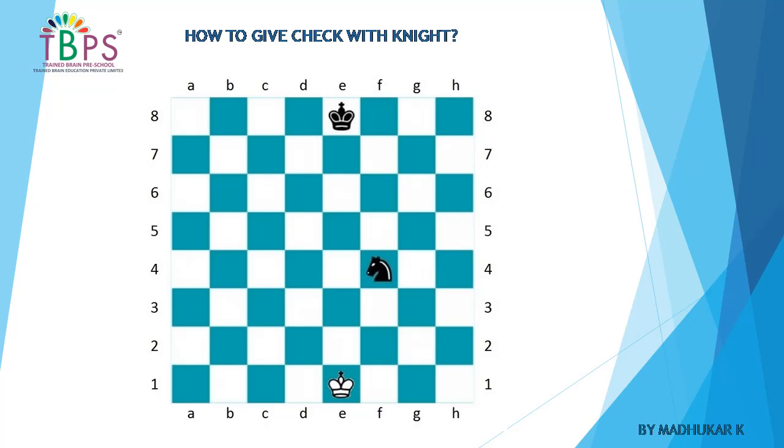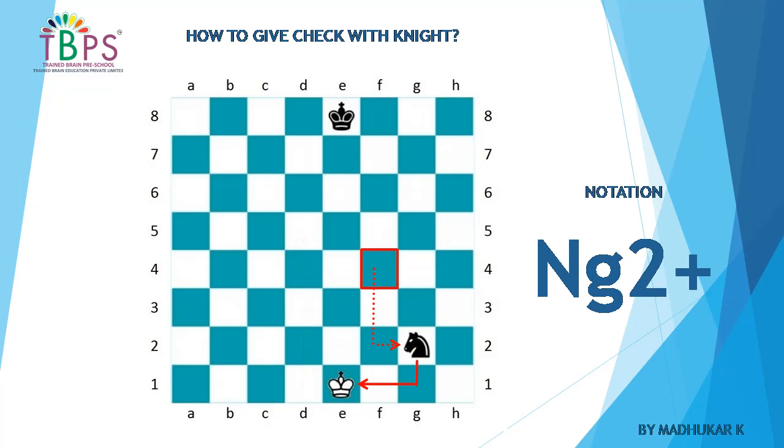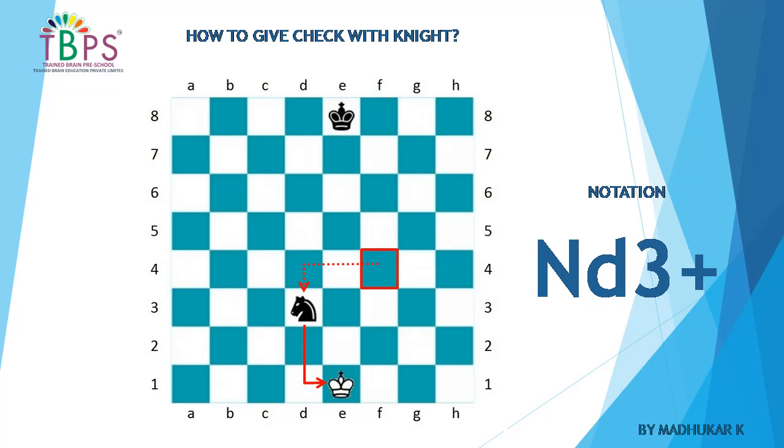Now we will see how to give the check with the knight. We know knight moves in L shape. Here, knight has to move to d3 square or g2 square in order to give check to the white king. When knight gives check from d3 square, we have to write Nd3 plus as a notation. Here, king can escape to any square except f2 square, where the knight is controlling that square also.